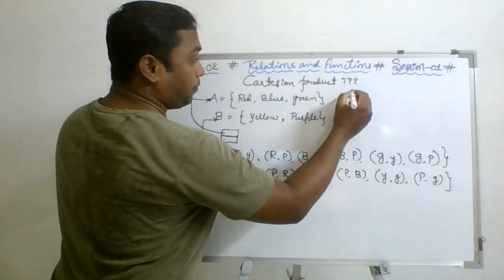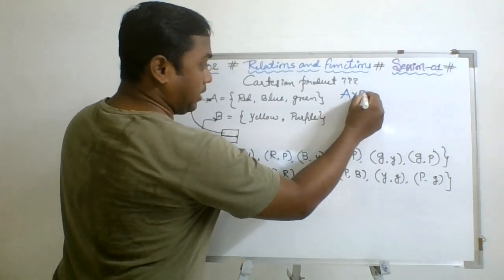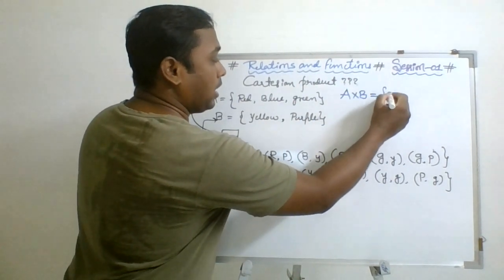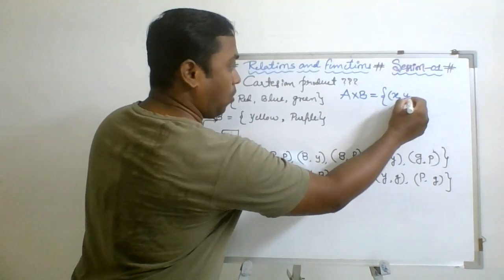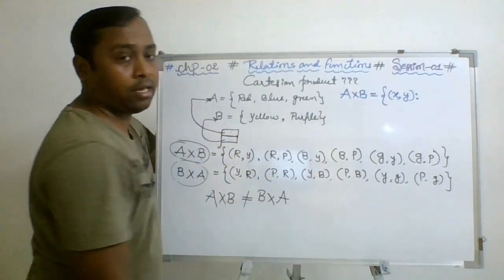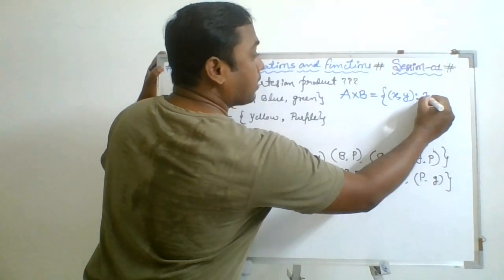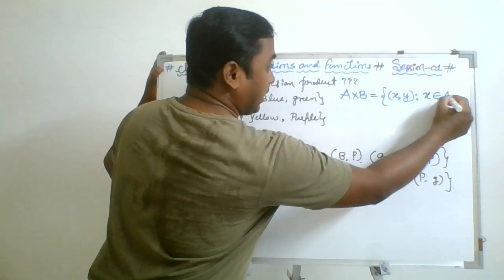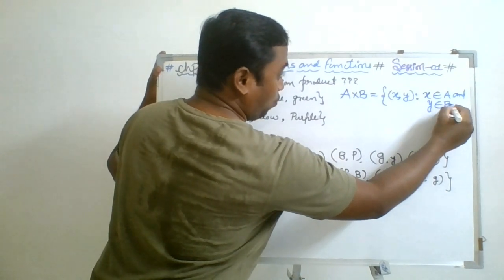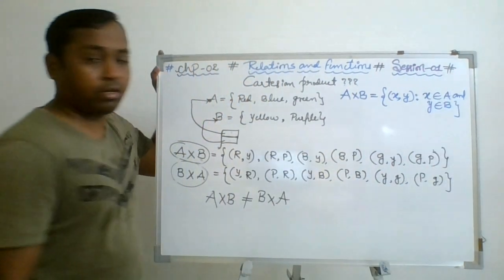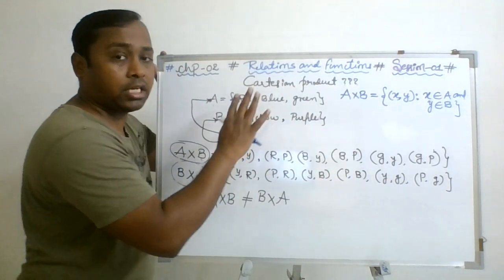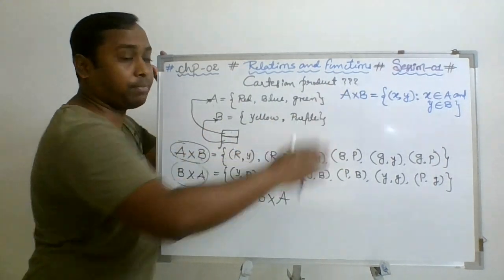So what I am writing here, if I want to write A cross B in a set builder form, I can write it will give the set of ordered pairs x comma y such that x belongs to first set and y belongs to set B. Are you getting? So this is the way of defining the Cartesian product of two sets in a set builder form.